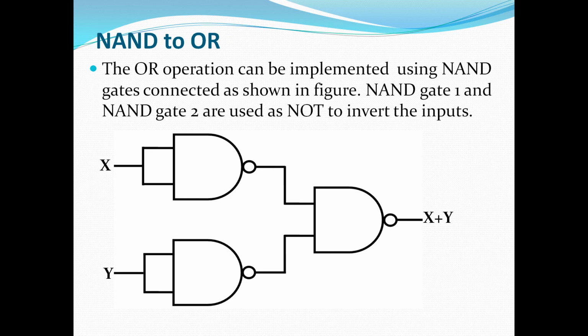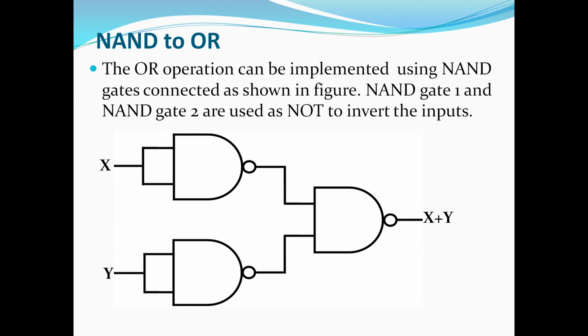For the first NAND gate, X is the input. For the second NAND gate, Y is the input. Those two gates are used to invert the input. If you give X as the input, the output will be X dash, because it is a NOT operation. So the first NAND gate and second NAND gate are working as NOT operation, or we can say they are used to invert the input.